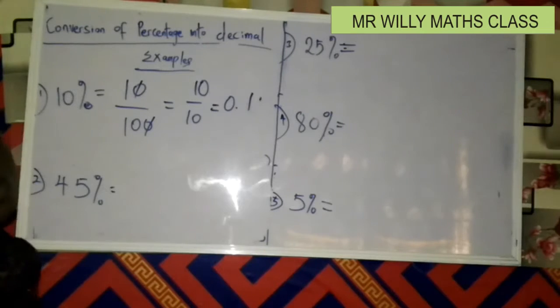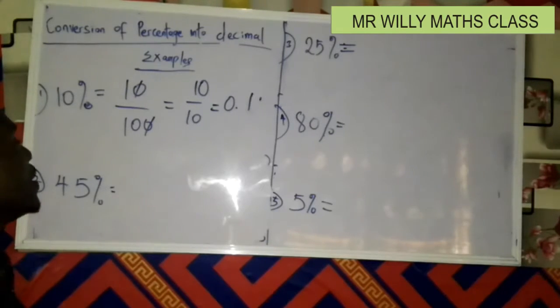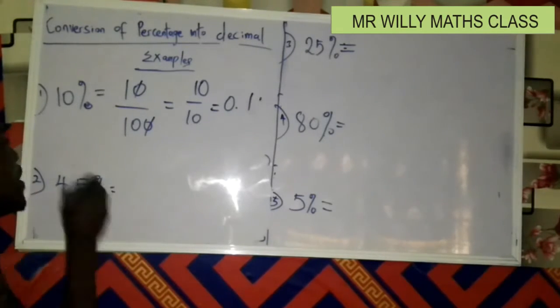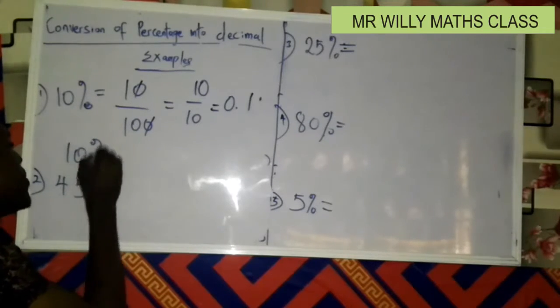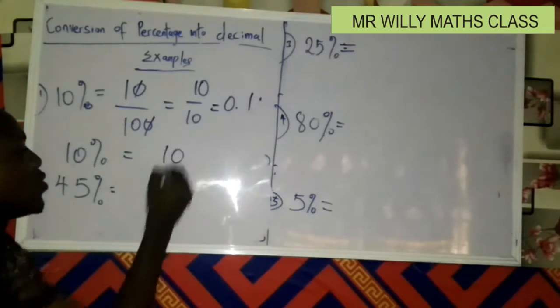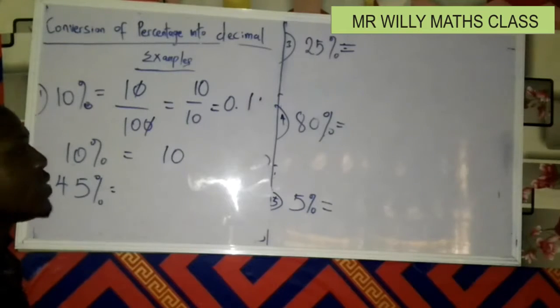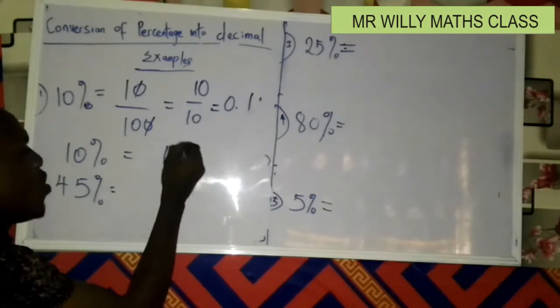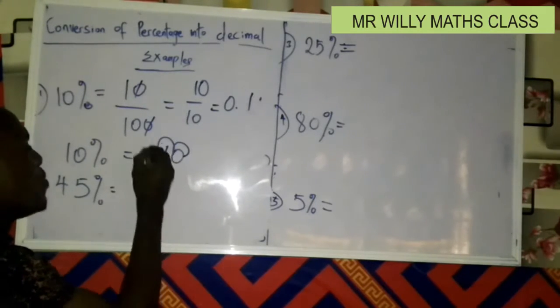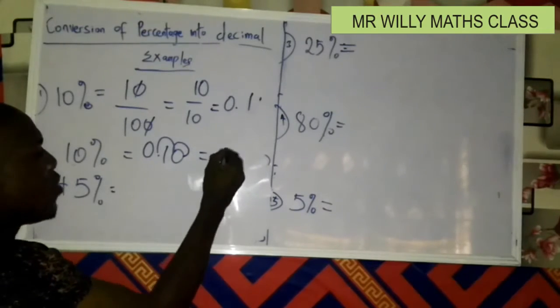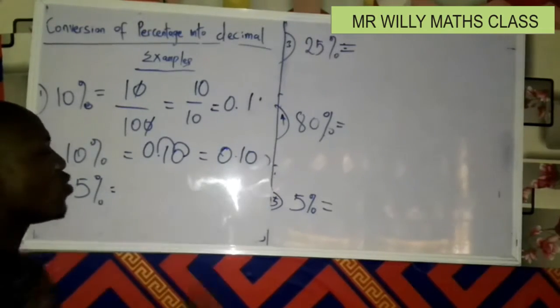Now, there is another method you can use, and it is quite simpler than the first method. 10%, you write as 10. After writing your 10, you count 2 decimal places backward. That is 1, 2. Then you put your point, then you put your 0. So 10% is 0.10.